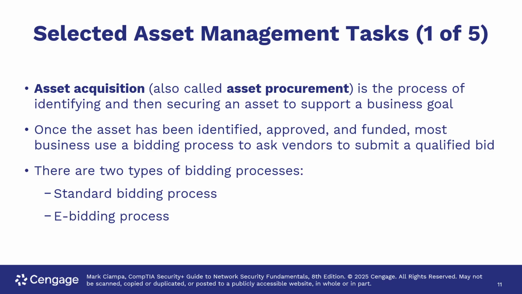Asset acquisition, also called asset procurement, is the process of identifying and then securing an asset to support a business goal. Once the asset has been identified, approved, and funded, most businesses use a bidding process to ask vendors to submit a qualified bid. There are two types of bidding processes: standard bidding processes and e-bidding process.